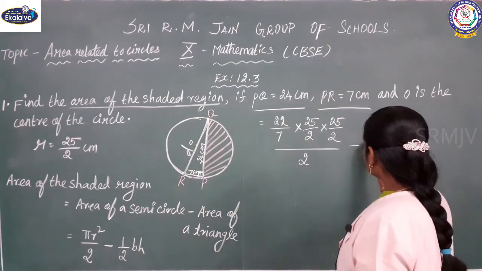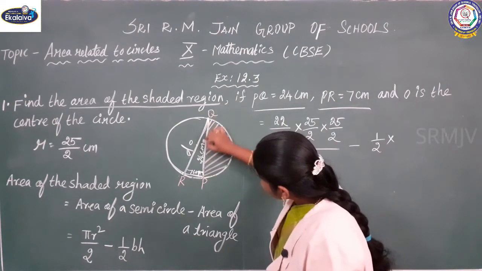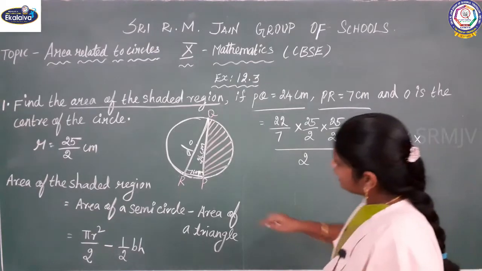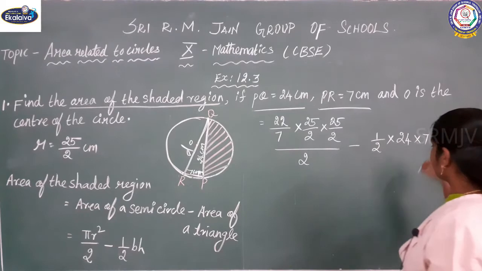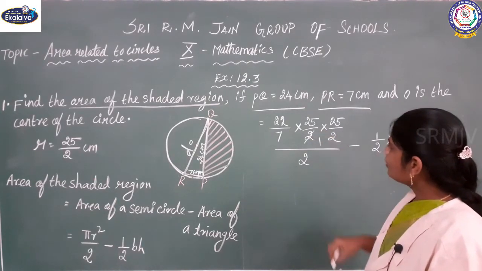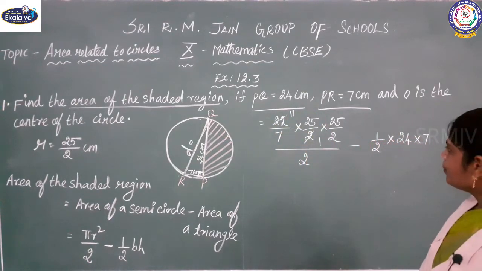Okay. Minus half into base. Base of a triangle is 24, into height. Height of the triangle is 7 centimeter. See here. 2 ones are 2. 2 11s are 22. Okay.